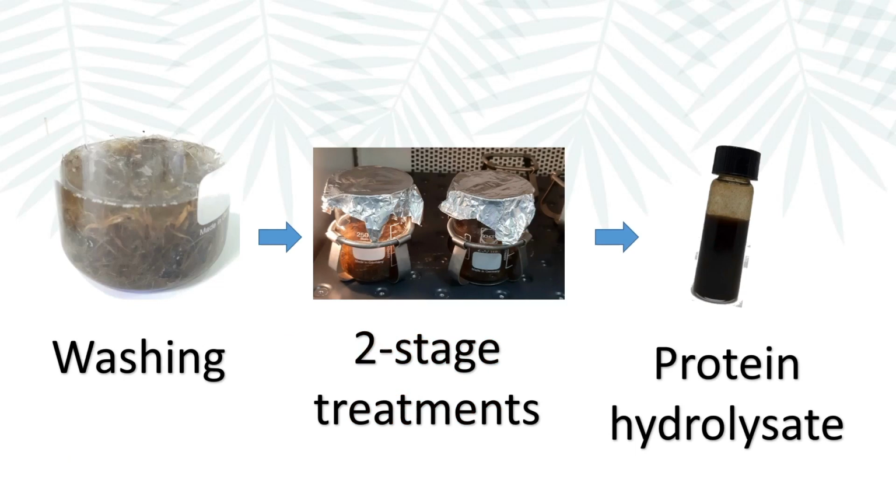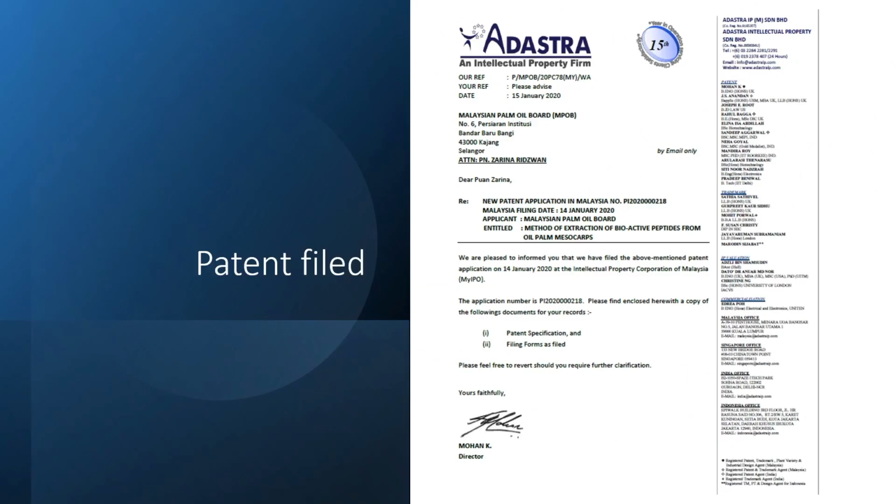The process is very much straightforward. The first step is to wash the mesocarp fiber waste, and the fiber will then undergo 2 stages of enzymatic treatments in a controlled temperature environment. After just 10 hours, the protein hydrolysate is produced and you can use it directly. This process has also been filed for patent last year in 2020.